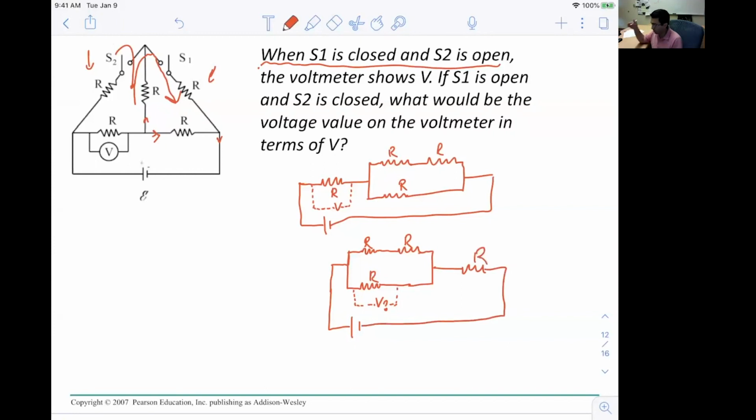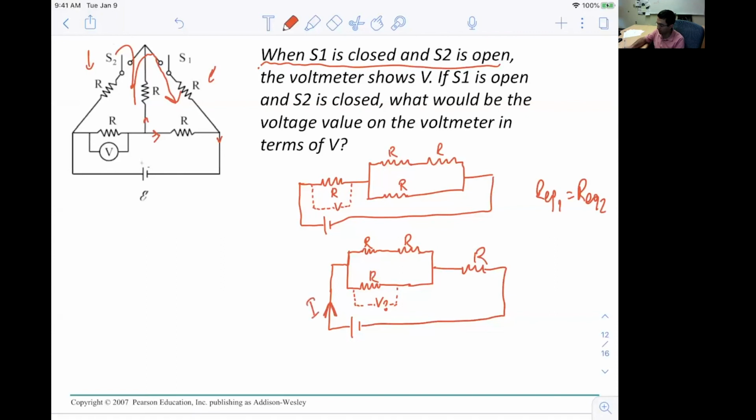Okay, this would be the second configuration when you close the S2 and open the S1. If you look at it, they are symmetric, so the equivalent resistors are going to be the same. You can do the math, but just looking at this configuration, you will have the same circuit, and R equivalent 1 is going to be equal to R equivalent 2. So it has the same current in the main R.